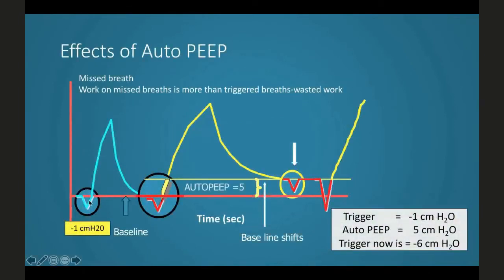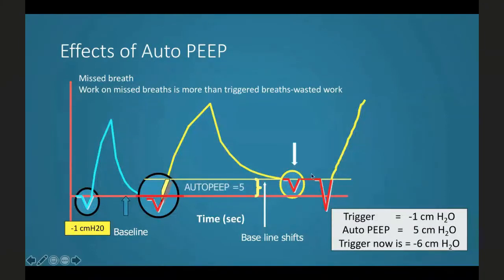So this is what happens without auto-PEEP. From the baseline, -1 centimeter of water, if that is the trigger set, once it reaches -1, an assisted breath is initiated and the patient gets a breath. But here, there is an auto-PEEP developing, say, for example, 5 centimeters of water. There is a trigger, maybe much more than -1, but it is not touching the baseline. So that effort trigger is not getting answered.